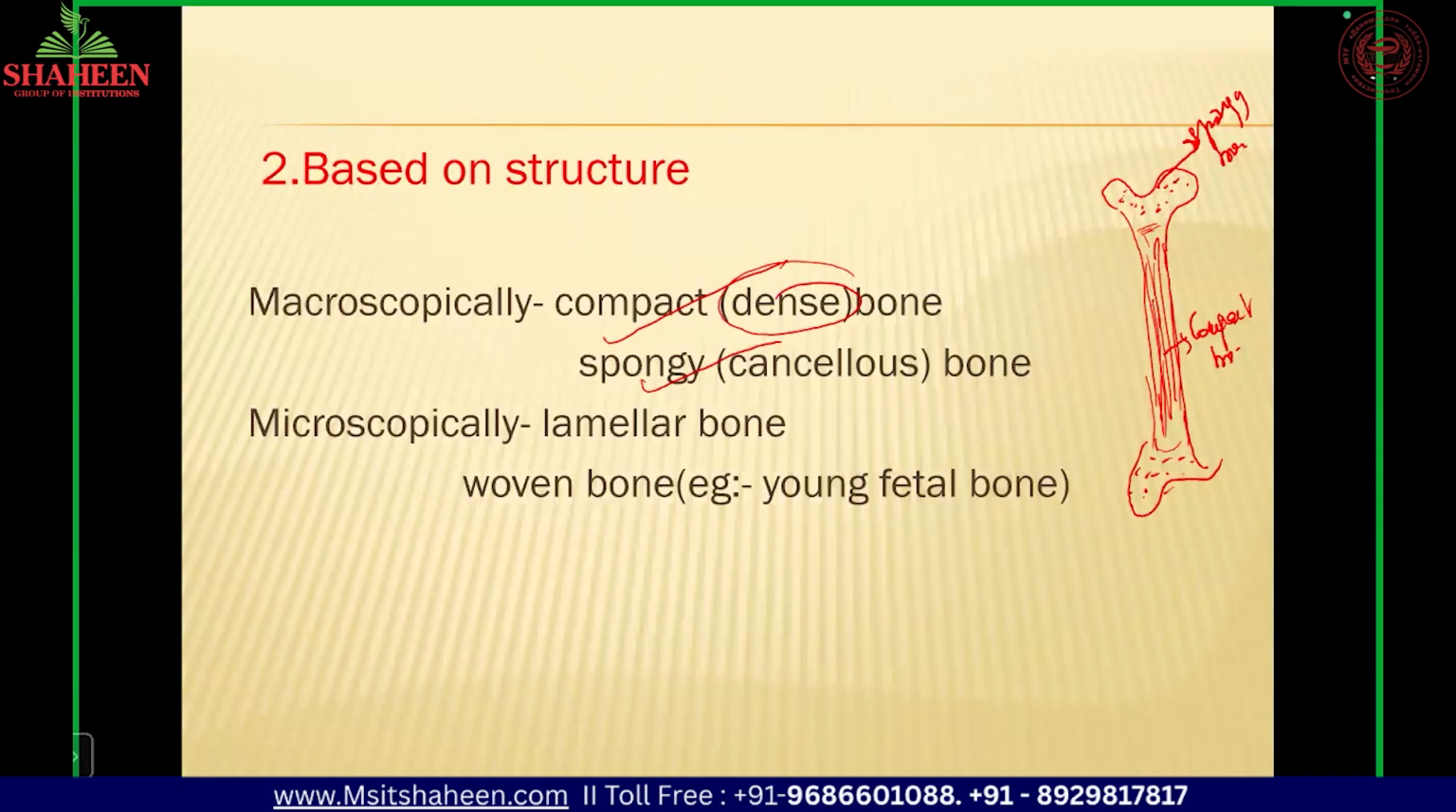Microscopically, the bones will be classified into lamellar bone or woven bone. I already said, when I told about the Haversian system, that the Haversian canal will be surrounded by some lamellae. Lamellae means sheets, which can only be appreciated under the microscope, not grossly. The young fetal bones are woven bones, very immature bones. Macroscopically, you can see spongy bone at the tips, and at the center you get the compact, dense, very hard bone.